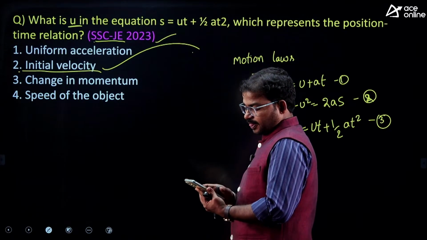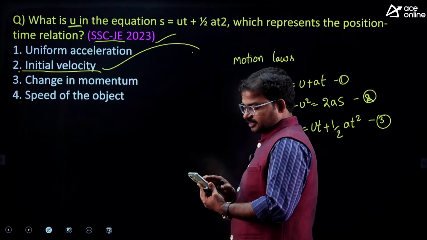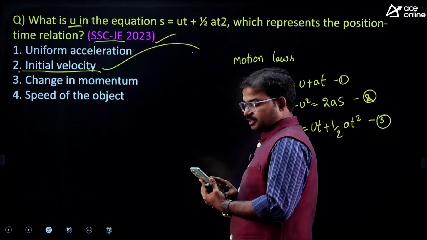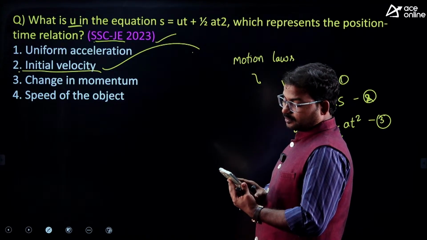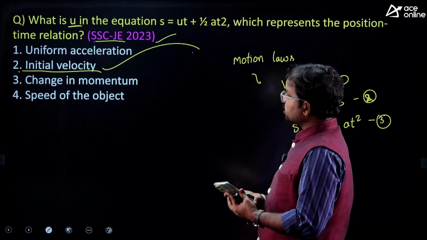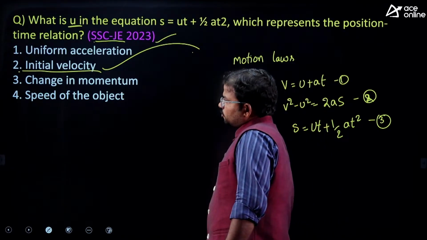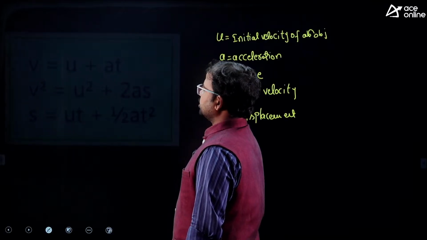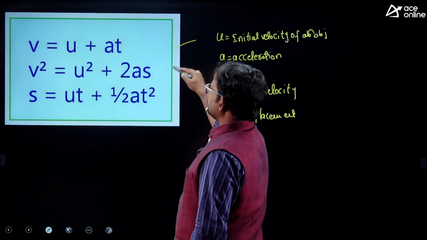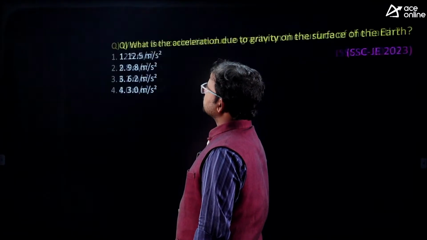Someone said B. Of course, you are also right. So option 2 is the right answer: initial velocity. Next one. You have to learn these three equations by heart.